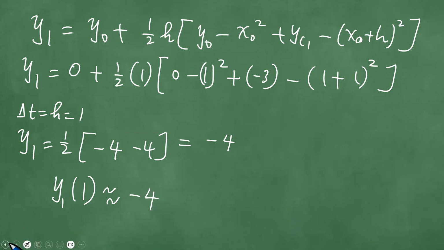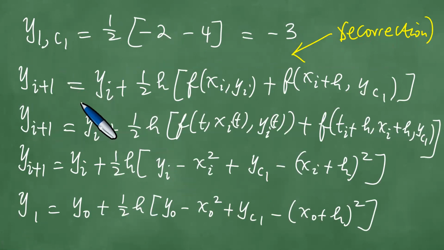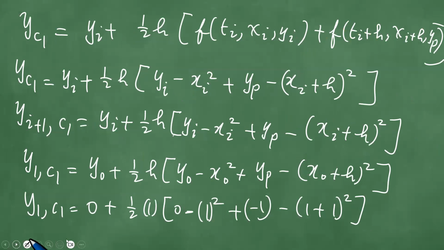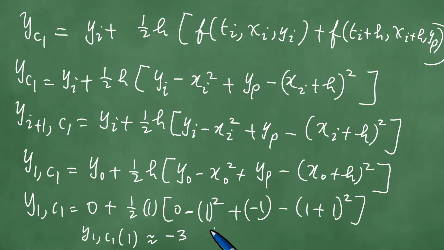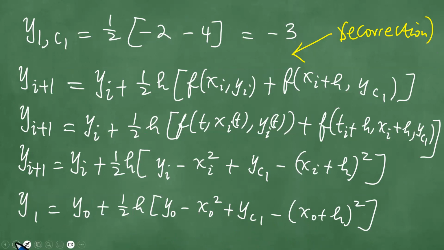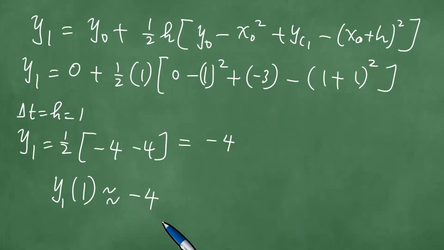But also this one gives a value of the function, so y1 at c1 is approximately -3. So y1 is approximately -3 for the first correction, and then for the recorrection we have got -4. Obviously that is what we have here.